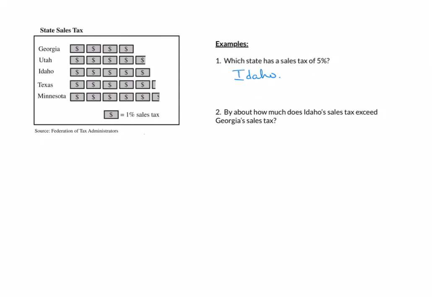Okay, the next thing we can do is find differences or find sums. Example 2 says by about how much does Idaho's sales tax exceed Georgia's sales tax? Well, we know that Idaho is 5. Georgia is 4. And when we're asked how much does it exceed, that means what's the difference? So we subtract these and we get 1%.